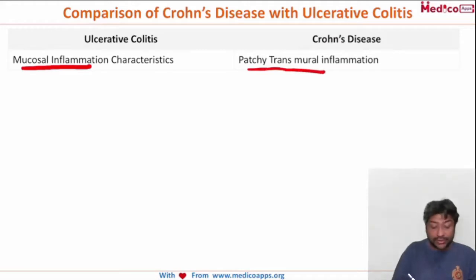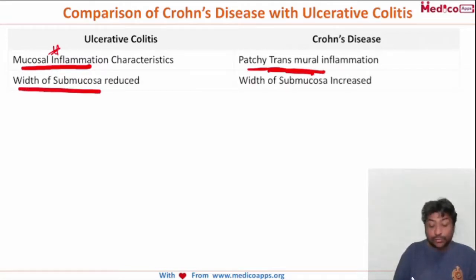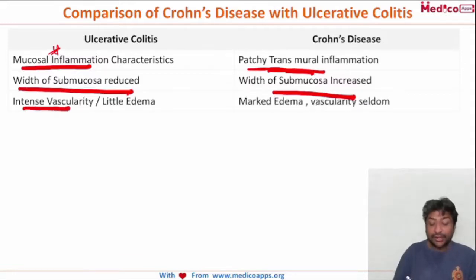So here the inflammation is only up to the mucosal layer. Here the transmural inflammation is there. Here the width of the submucosa is reduced, but here we have seen that there is a submucosal increase. Here there is increased vascularity and little edema, but here vascularity is not there, but edema is there. That is why this presents primarily with hematochezia.